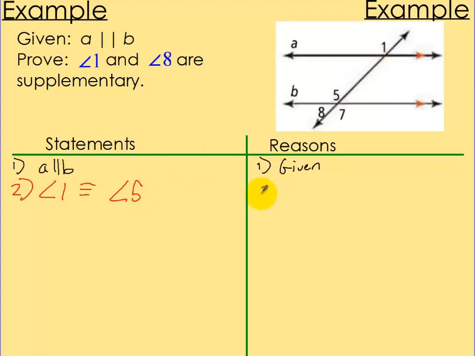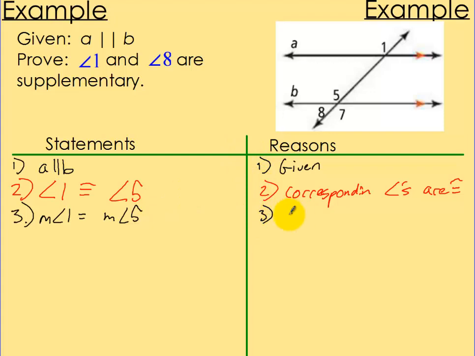Why can I say that? Because these are corresponding angles, so corresponding angles are congruent. I'm just abbreviating: corresponding angles are congruent if you have parallel lines. Alright, so what's the next thing I can say? Well, for step 3, since these angles are congruent, I can say the measure of angle 1 equals the measure of angle 5. And that's because congruent angles have equal measure. I'm going to say congruent angles have equal measure.